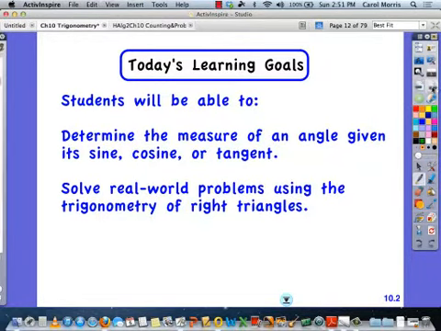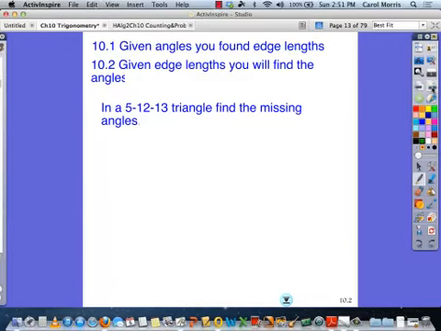So if we go back and think about really what happened in our first section, we were given the angle measures, and you found edge lengths, the sine, the cosine, the tangent. Some of them were nice whole combinations. Some of them were radicals, as we found out. But we were using our sine, cosine, tangent to come up with those. This case, though, we're going to be given the edge lengths, and you'll have to find the angles.